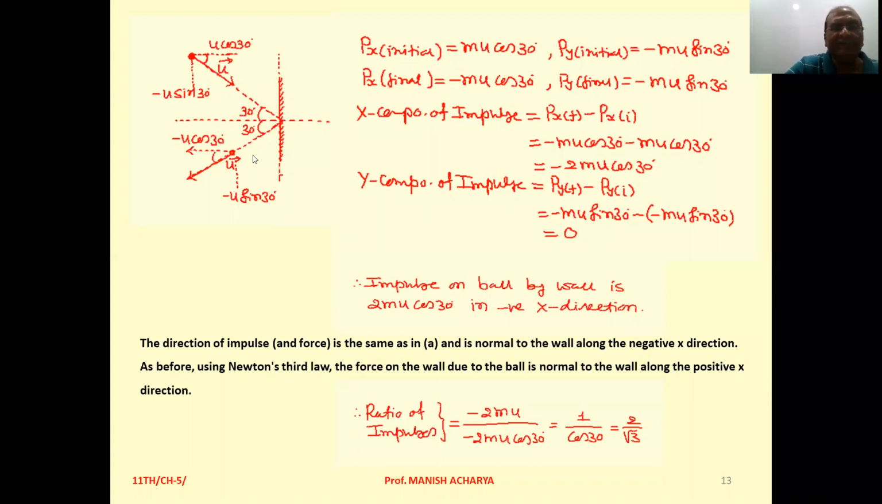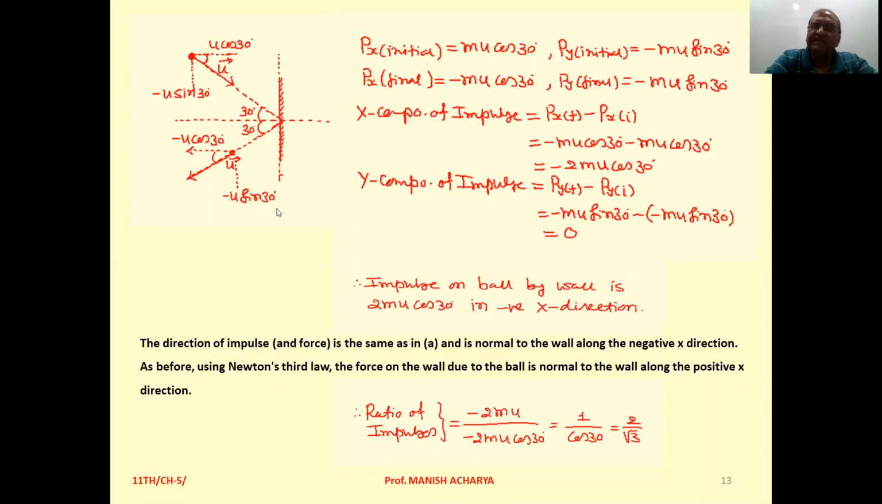Then when it rebounds at 30 degrees, again we have to take the x and y components of the velocity. If this angle is 30, this will also be 30. Magnitude wise the velocity is the same. So here u cos 30, but it is in negative x direction, so we write minus u cos 30. And the y component is again in negative y direction, so minus u sin 30.